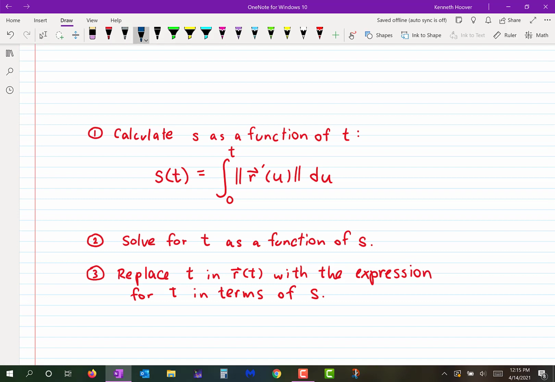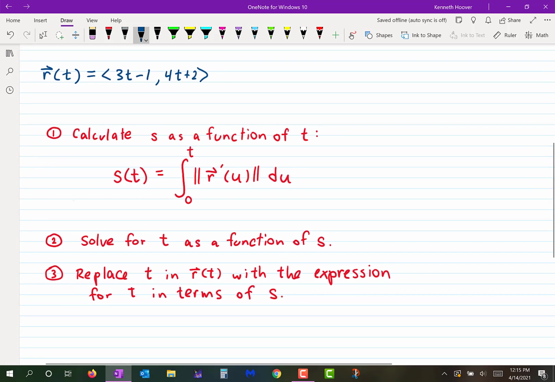So let's do the vector valued function r of t equals 3t minus 1, comma, 4t plus 2. And let's reparameterize that by arc length. Or I could say it this way. Let's find the arc length parameterization. Okay? All right, so here's what we do. Step 1, calculate s as a function of t, where s is just the arc length.